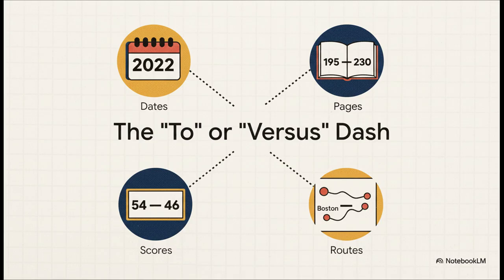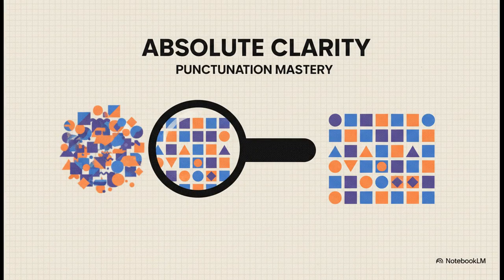The vote was 54 versus 46. And even physical routes, like the Boston to New York train. Easy, right? Okay, you ready for a real pro tip?